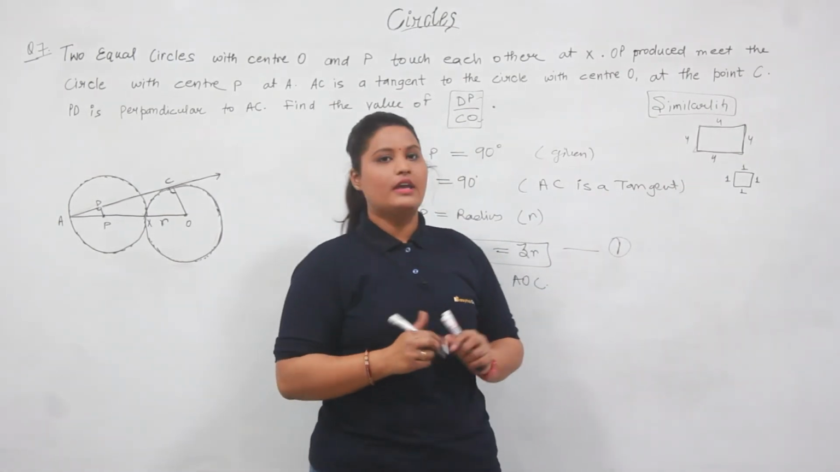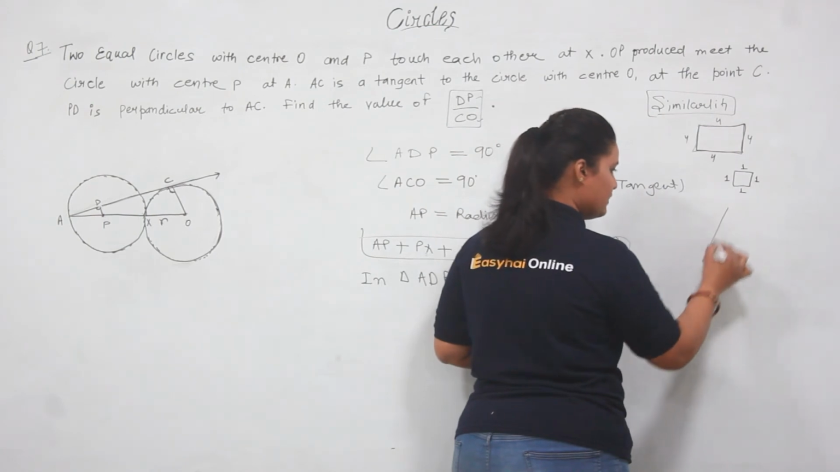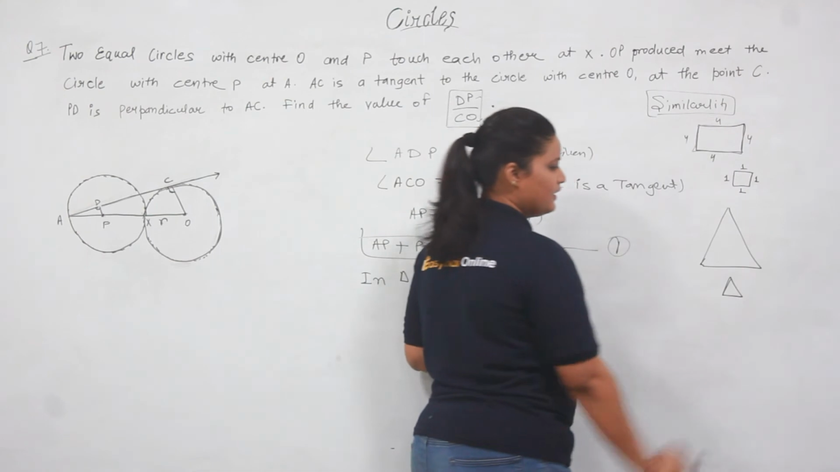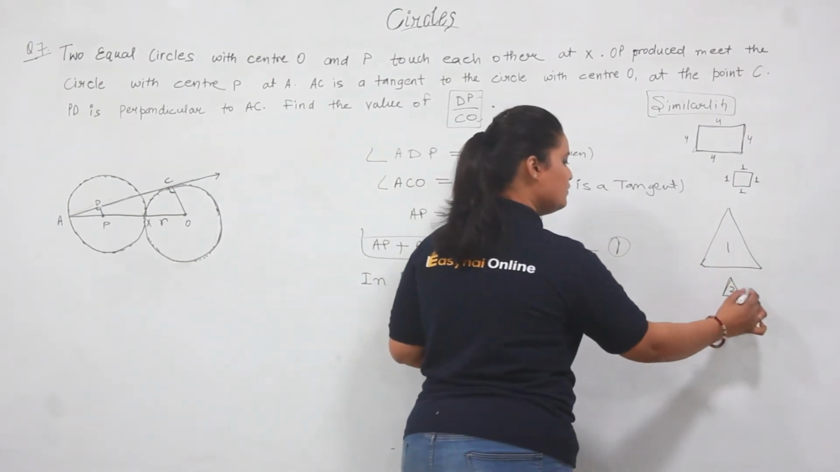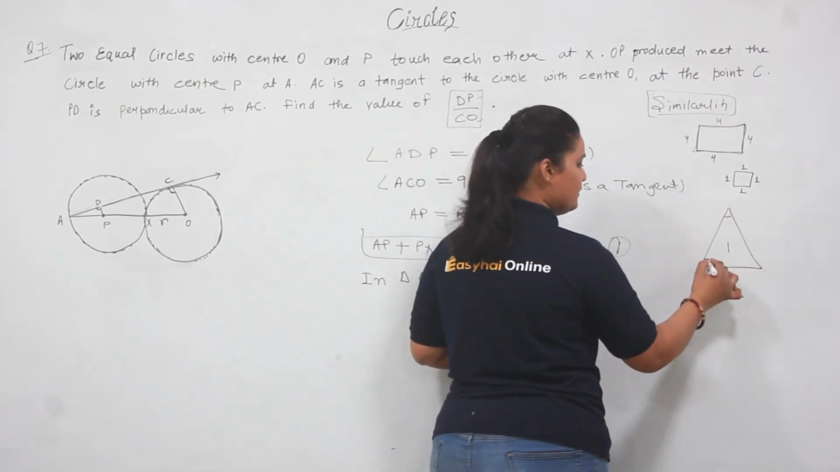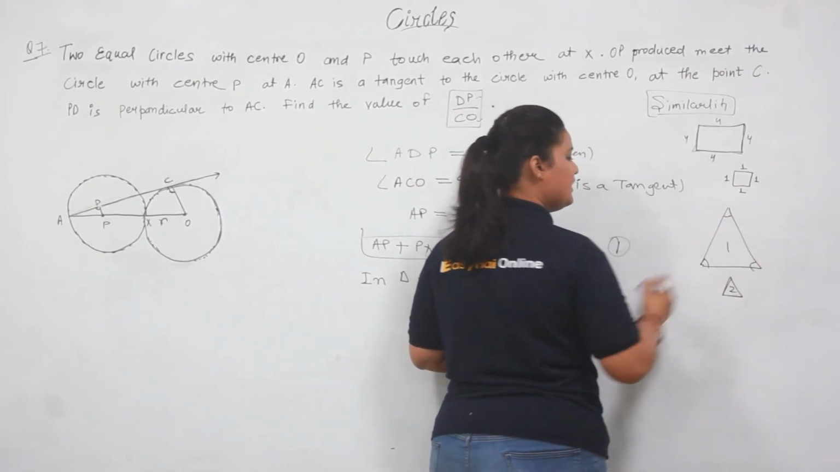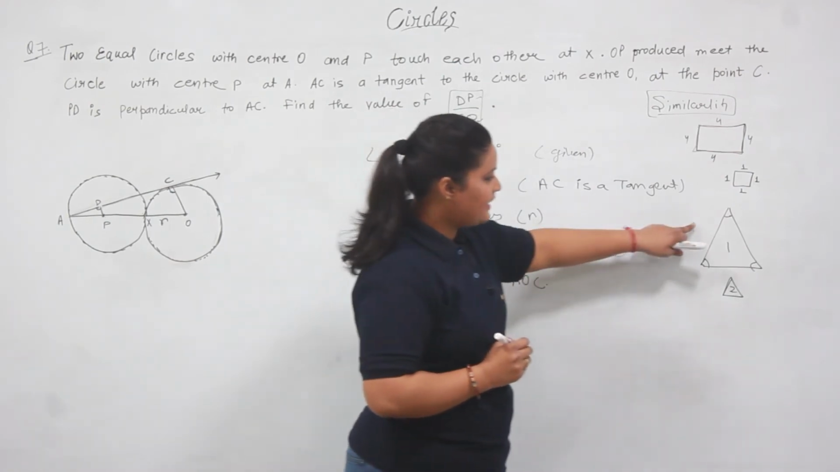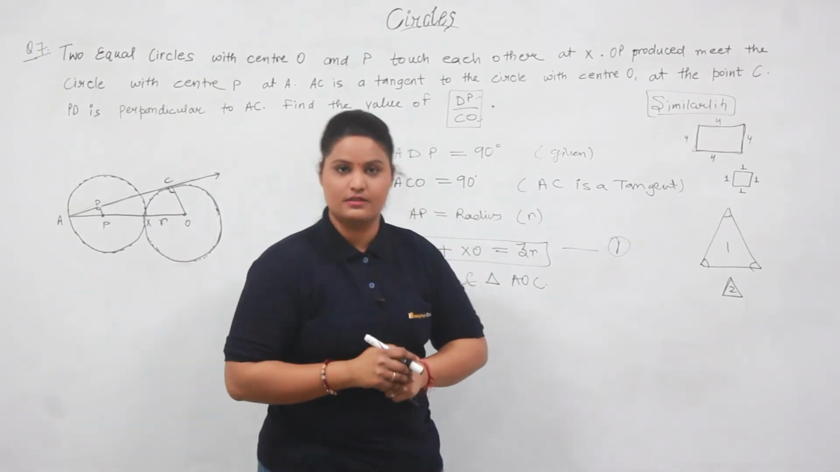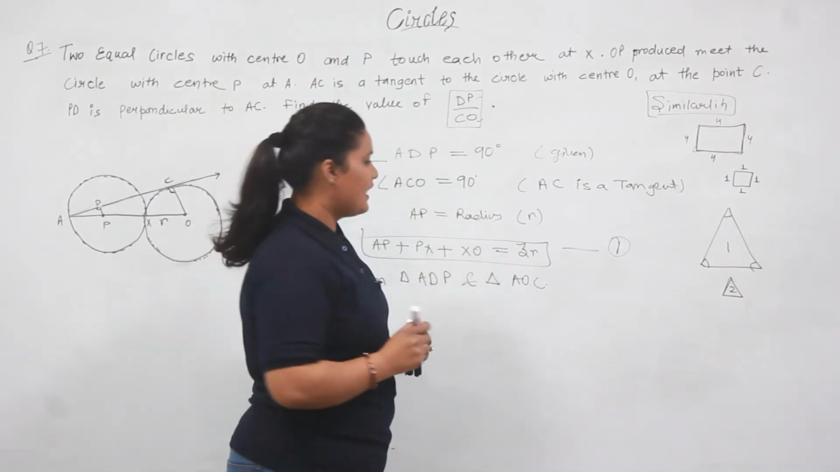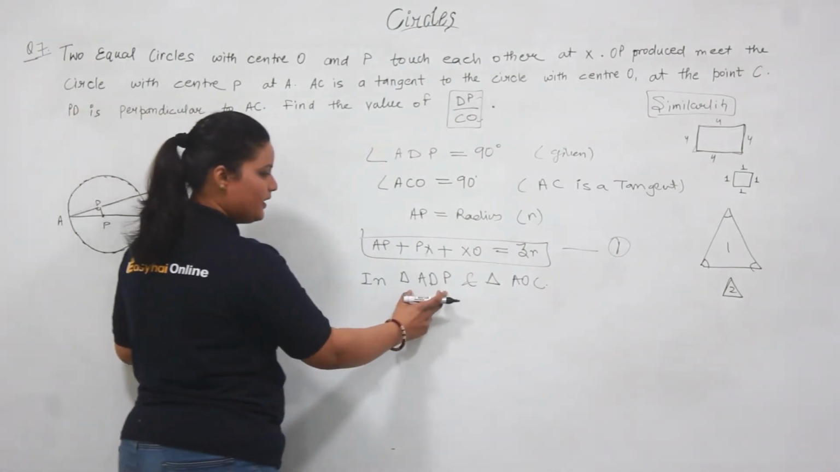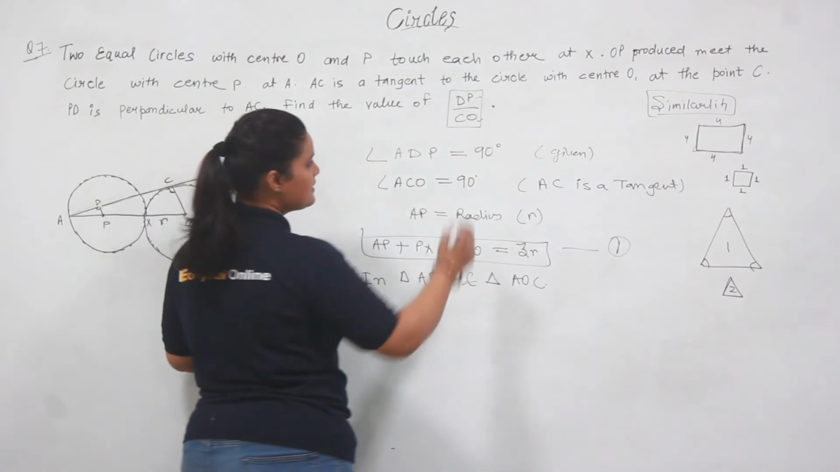Clear? So in case of triangles, when there are two triangles, I have to prove similarity in them. Let this be 1 and this be 2. Then I have to prove that the angles are equal. If their angles are equal, then I can say that these two triangles are similar to each other. Clear?